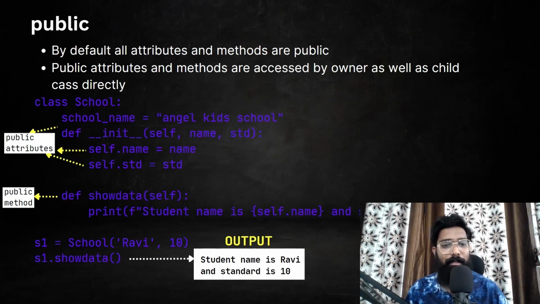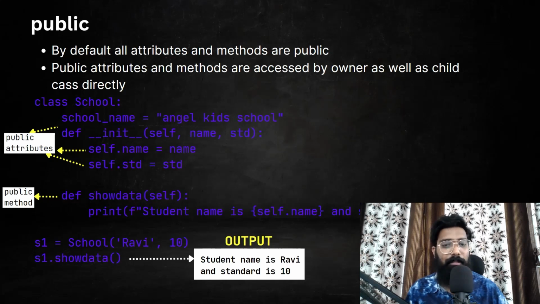So as soon as we define any class, all the attributes and methods from that class are public in nature. These public attributes and methods are accessed by the owner of that class, objects of that class, and child classes. We have an example class, School, which contains a public attribute school name, which is holding a value Angel Kid School.